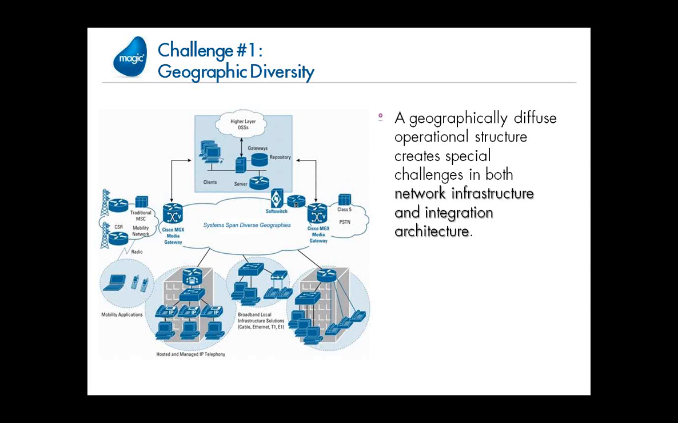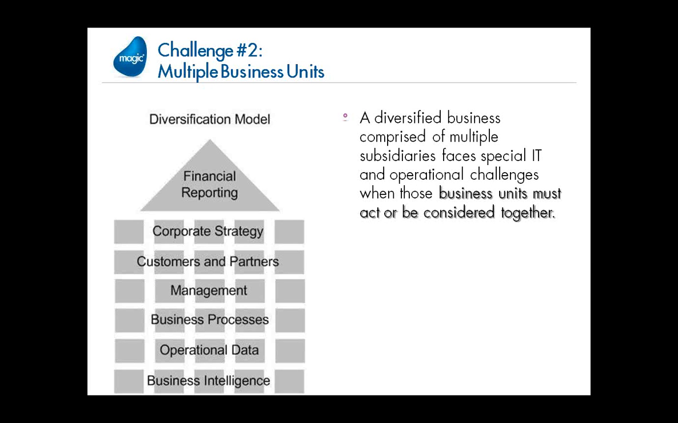Geographic diversity, to be sure, is something that causes us, as IT professionals, to make sure that we're implementing the correct business rules related to the logic of how to deal with things such as lost communication between two sites and so forth. The second challenge that we look at is the challenge of multiple business units.